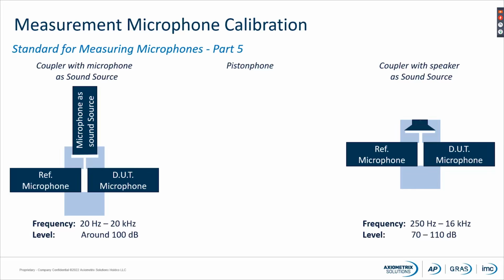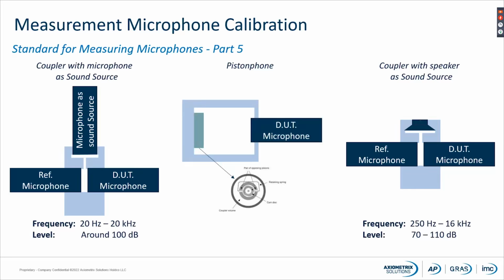And then we have the piston phone. The piston phone is a very precise sound source made on volume displacement, where inside the little chamber we have two pistons or some pistons. These pistons will move because the cam disc here will turn around, and it will start making these pistons move. When this piston is moving, then we will build up the pressure inside the chamber.